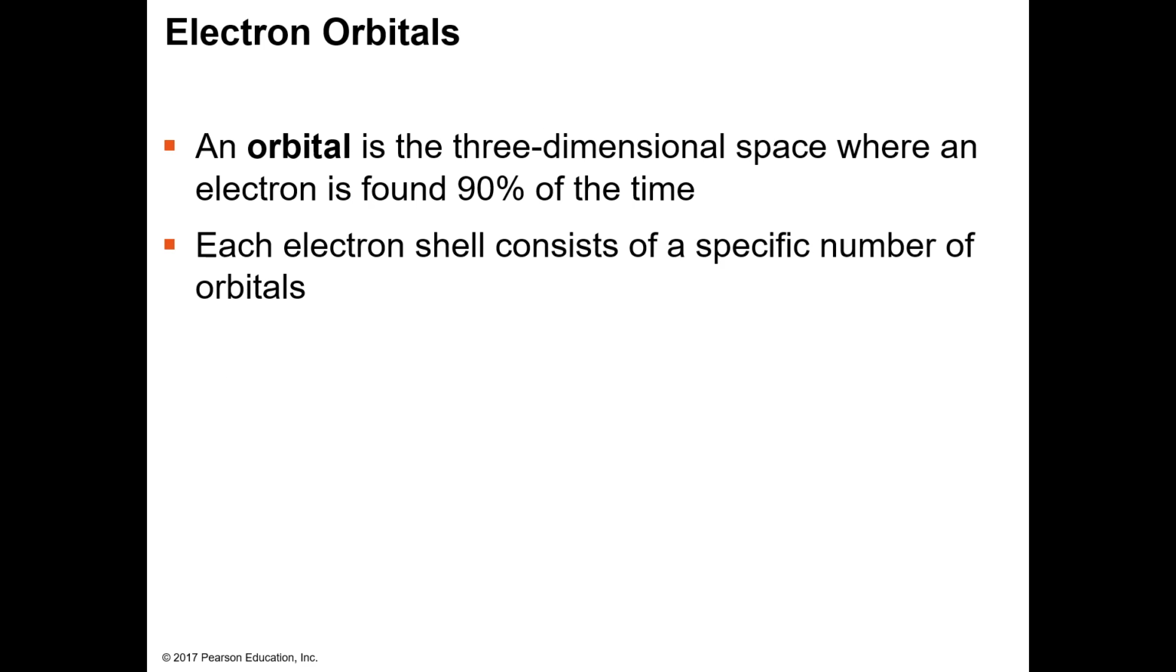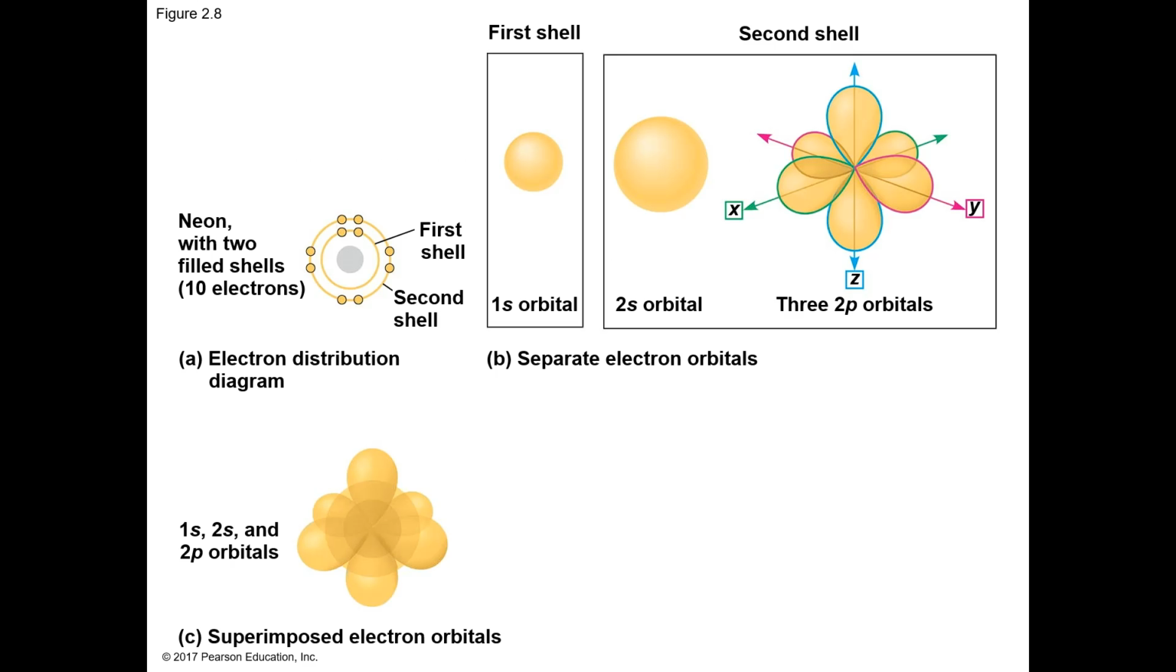Okay, an orbital is a three-dimensional space where an electron is found 90% of the time. Each electron shell consists of a specific number of orbitals. So here, let's take a look at A. You have the electron distribution diagram. So it's showing neon here. It's got the gray nucleus, so it's neon, so it's got 10 protons and neutrons there, all depicted by that round gray circle. That's your nucleus. That's got the 10 protons and 10 neutrons, let's say. And then you've got 10 electrons to match the 10 positively charged protons because it's a neutral element.